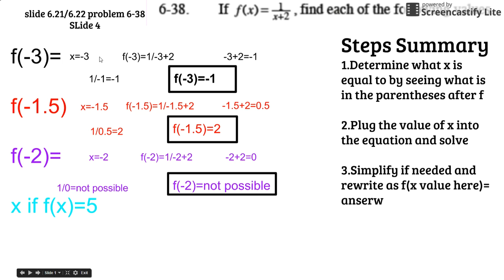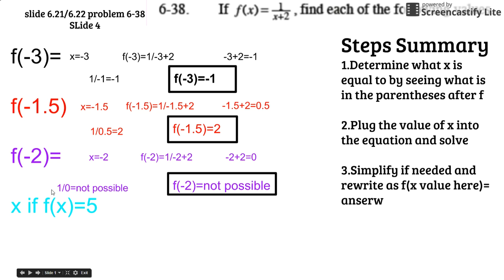So from doing these three, we can come up with a step summary. The first step in our step summary is to determine what x is equal to by seeing what is in the parentheses after f. The second step is to plug in the value of x into the equation and solve. Step 3 is to simplify if needed and rewrite as f, then the x value that you're testing in the parentheses equals what your answer is.